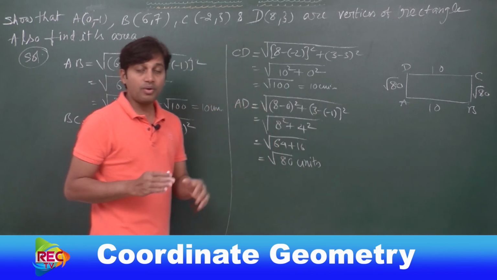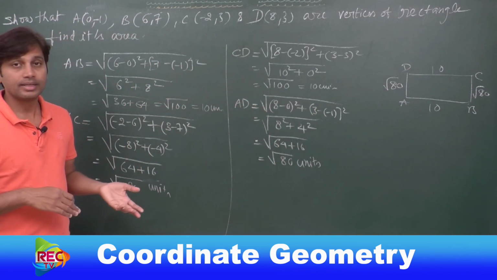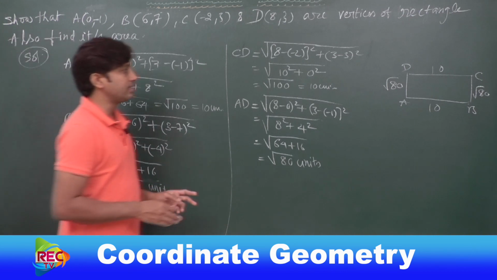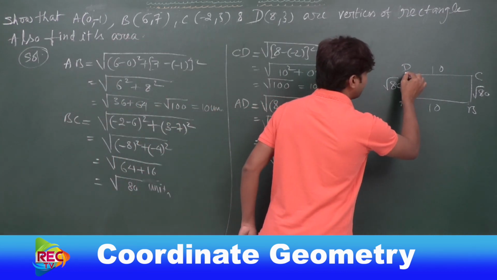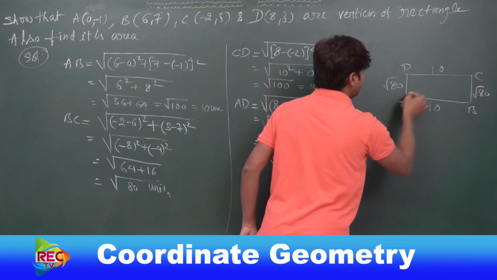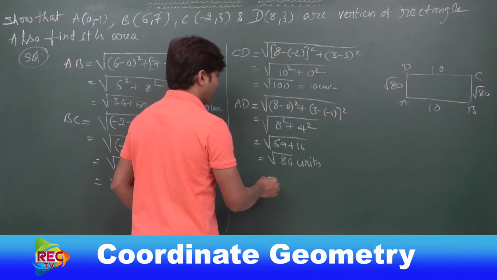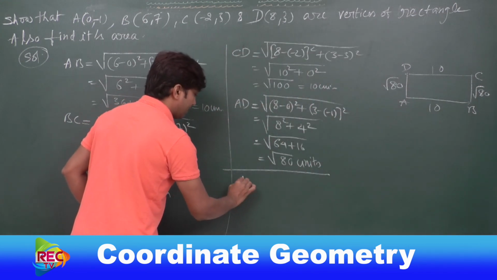Now what do we need to show in addition to that? We need to show that the diagonals are also equal. Diagonals equal means we need to find the lengths of BD and AC. So first of all, let me find AC.